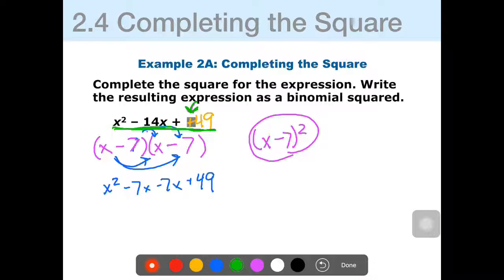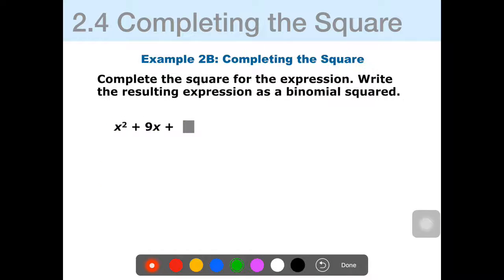Your book is going to talk about taking your term, your b, dividing it by 2, and then squaring it to get that last number. And that's exactly what we did. Negative 14 divided by 2 is negative 7. And then when we squared that, negative 7 times negative 7 got you 49. I just like to think of it as factoring because for some reason it works in my head and then I don't have to memorize this, but the rule that your book gives you will be a shorter trick.